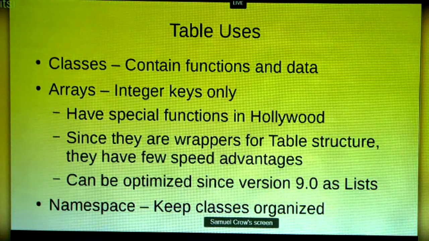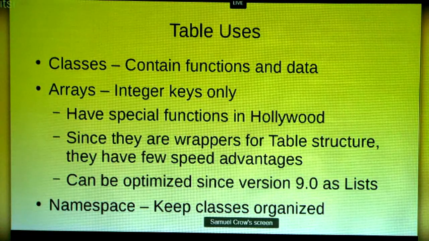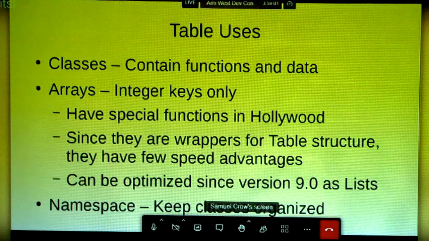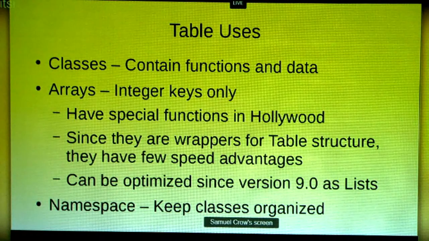Classes are used to contain data and optionally functions. When functions are stored with the associated data, that's called object-oriented programming. There is an additional slideshow on how to use tables for object-oriented programming later on. Arrays are wrappers for tables in Hollywood, so there's no speed advantage over any other table usage, but there are special support functions for them, including the list subtype that stores a hidden length member in the metadata as of version 9.0. Namespaces are containers for classes, but they're essentially just another container like any other, based on the table, all of these.